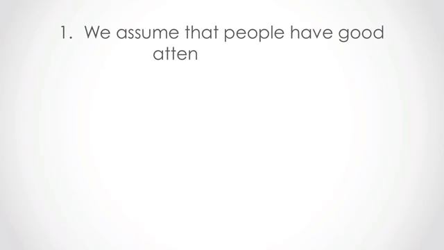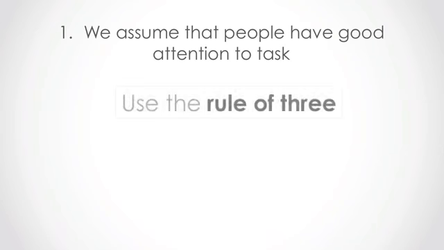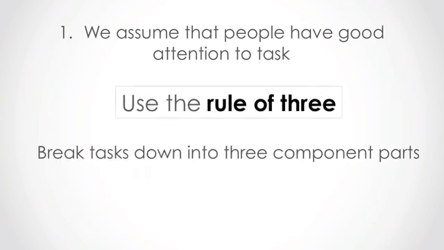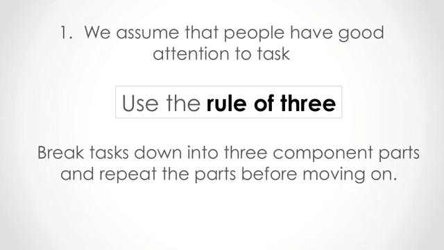We assume that people have good attention to task. Well, you can use the rule of 3. This means breaking tasks down into 3 component parts and repeating those parts before moving on. To give you a very simple example, let's take the example of taking a penalty kick in football.